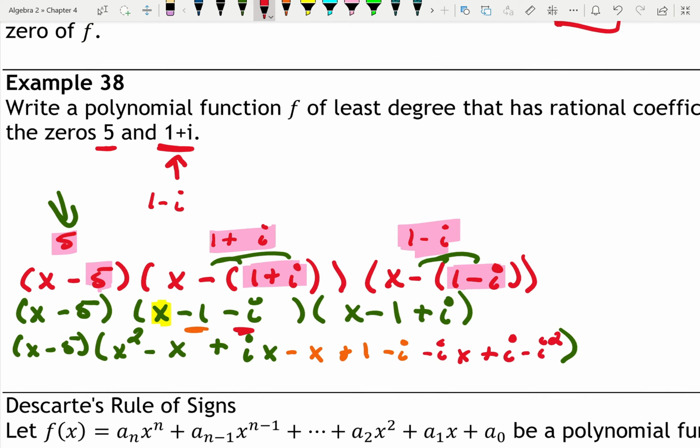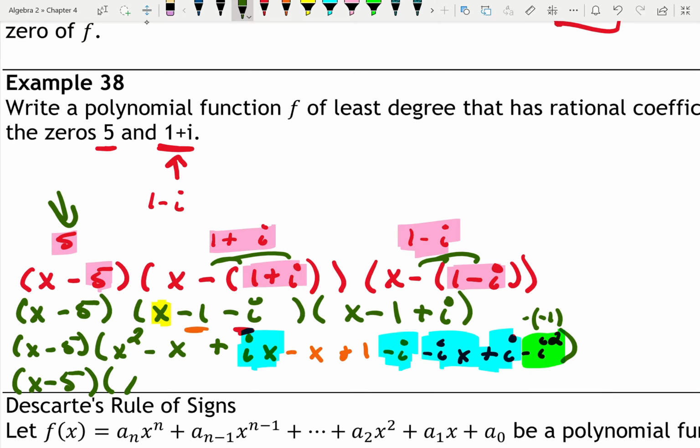And what should happen here, just like whenever we had the radical solutions, the solutions with the root in it, is the i's should cancel. We have a negative ix, positive ix, those are gone. Positive i, negative i, those are gone. And then lastly, we have the negative i squared. Well, i squared is a negative 1, so this is negative negative 1, which is going to be a positive 1, right? So let me just rewrite it right below here. x minus 5, then x squared minus x plus 1, and then plus another 1. That last 1 is from there.